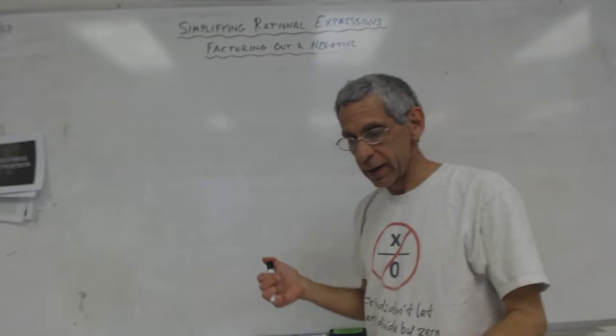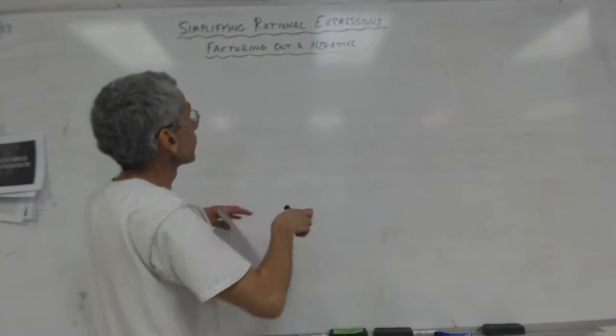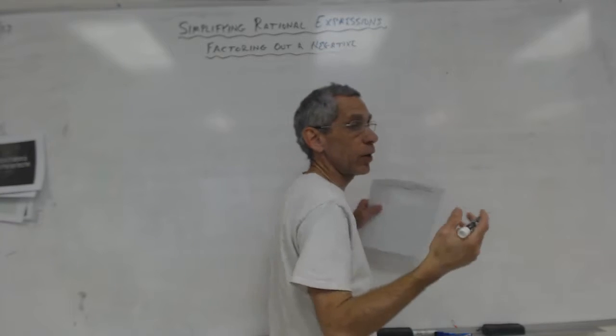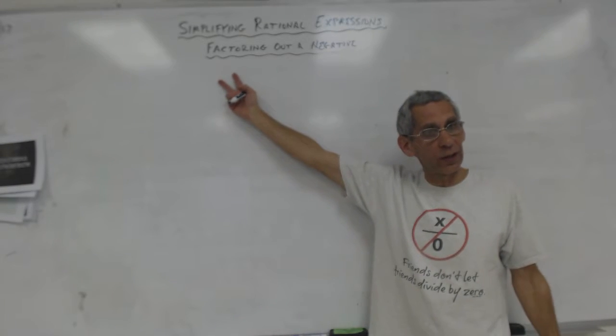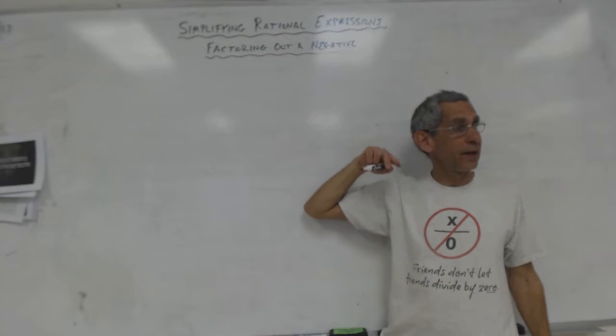Okay, so we got it. So we're going to talk about, technically, part 2 of simplifying rational expressions. But we're going to talk in particular about factoring out a negative.